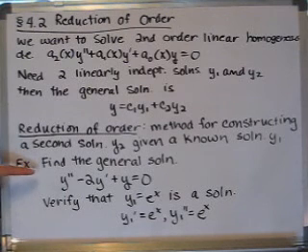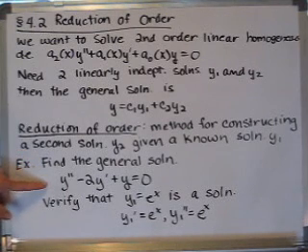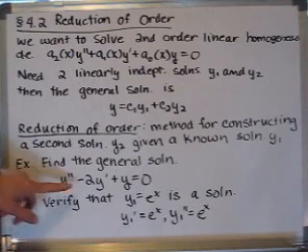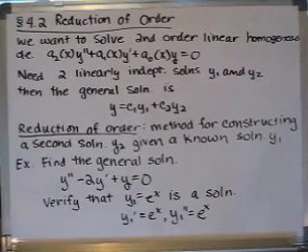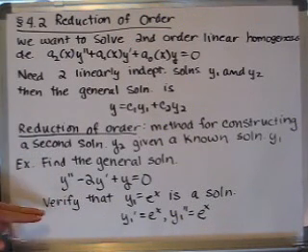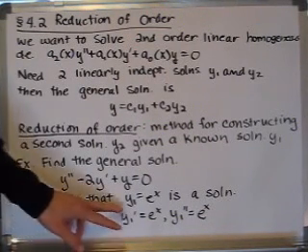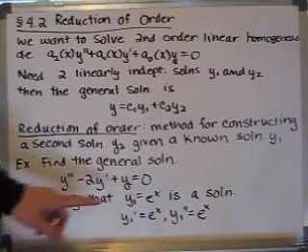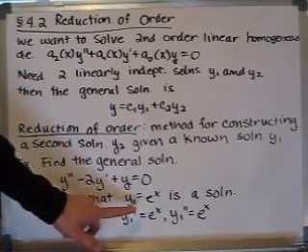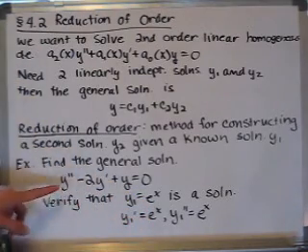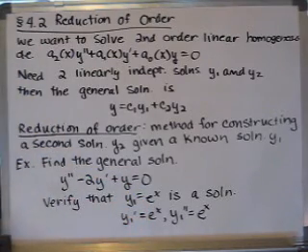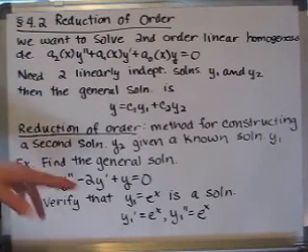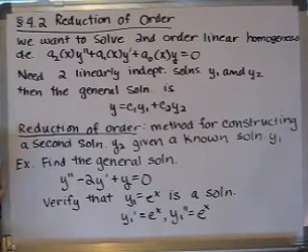What we're going to do is find the general solution to this differential equation, y double prime minus 2y prime plus y equals 0. And we're going to do that by first, and this is kind of dropping out of the sky here, verifying that a known solution is y1 equals e to the x. We can just check this by plugging y1 and its derivatives into the original differential equation.